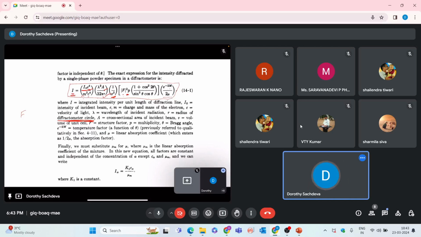This multiplicity factor P means that if your plane is 111, this means that all the family of this plane will be included in this intensity. Like for 111, let me erase this.